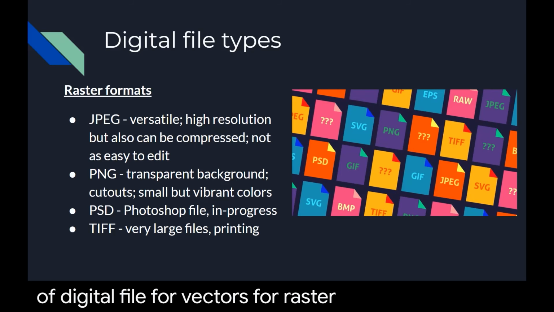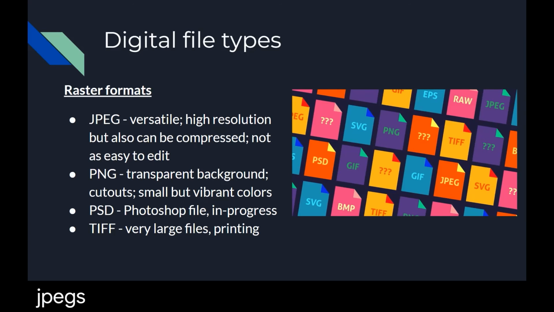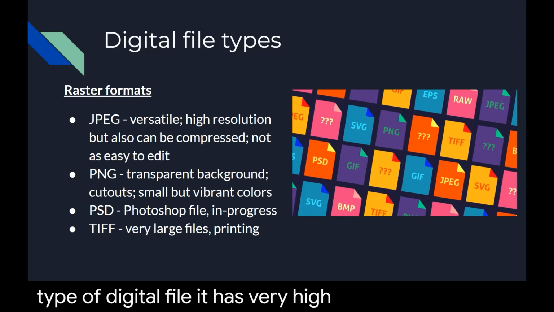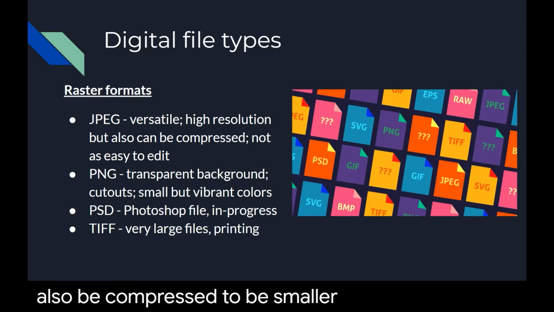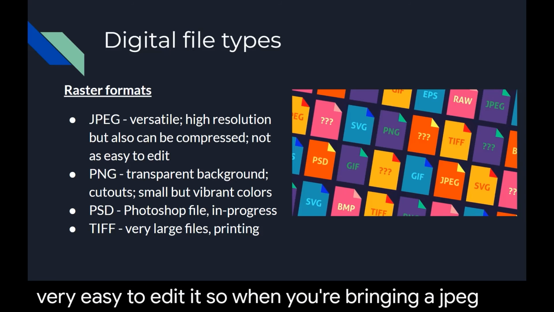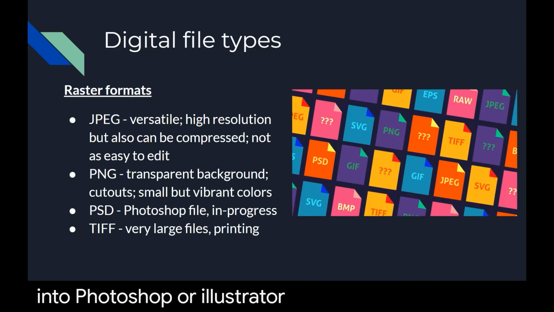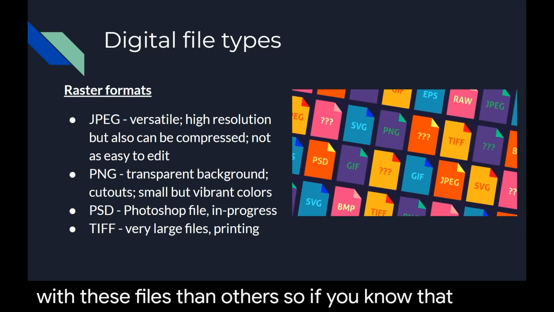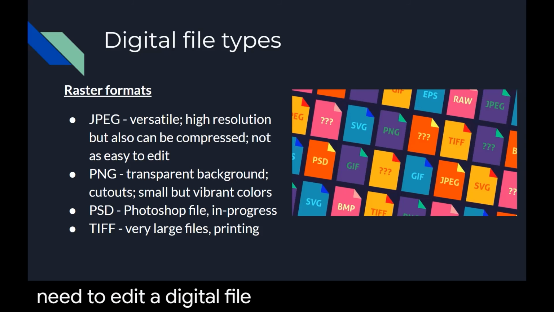For raster formats, there are JPEGs, PNGs, PSDs, and TIFFs. You may be familiar with these, but not know the difference between them, and it's important that we do. A JPEG is a very versatile type of digital file. It has very high resolution, but it can also be compressed to be smaller, but they're not very easy to edit. So when you're bringing a JPEG into Photoshop or Illustrator, it can be harder to work with these files than others.